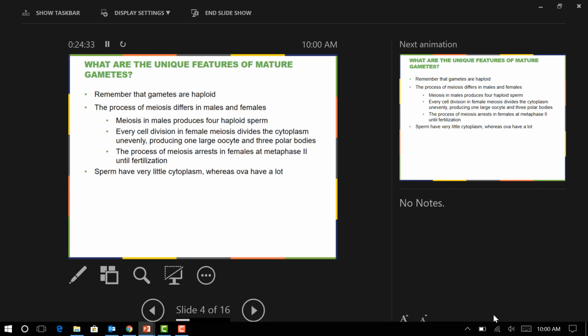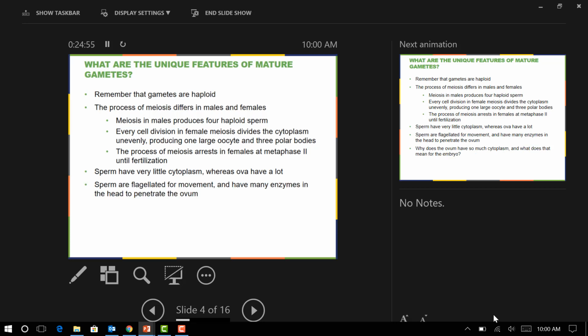All right, some other differences. Sperm have very little cytoplasm, very little of the fluid component of the cell, whereas ova have a great deal of cytoplasm. A lot of cytoplasm, and sperm have very little. That's one of the things that contributes to their difference in size.